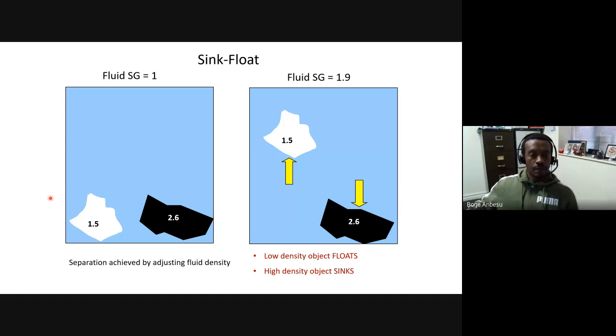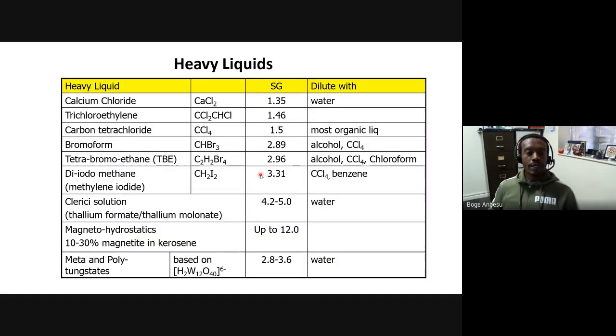Okay, so as I said, the main difference is to use a denser media to help with separation. So what are these dense media that we're using in ore beneficiation?